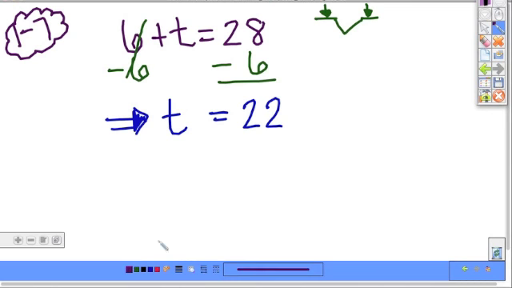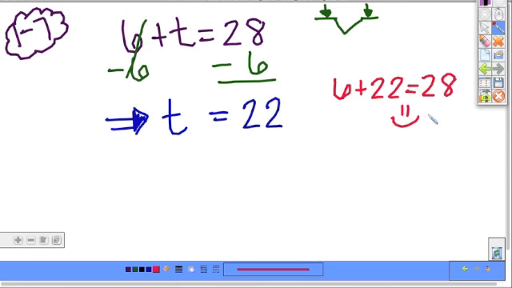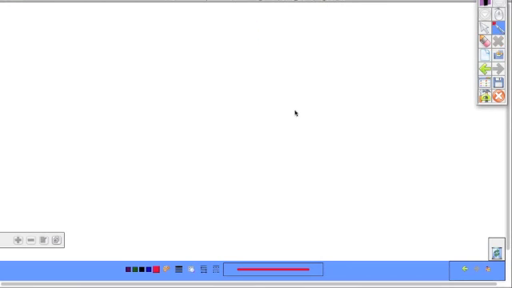All right, good way to check this. Put it back into the formula. Okay? I can do 6 plus 22. When I solve that out, do I get 28? I do. So that means, yay, I did it right. So on all of these problems, you can go back and recheck and make sure you did it perfectly. Okay, let's try another one.